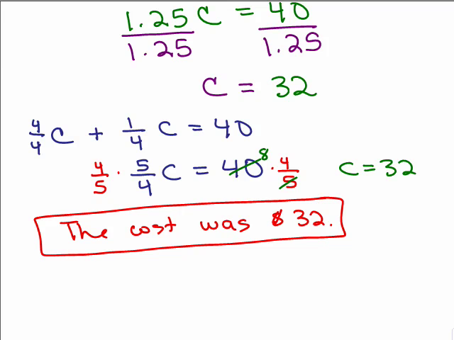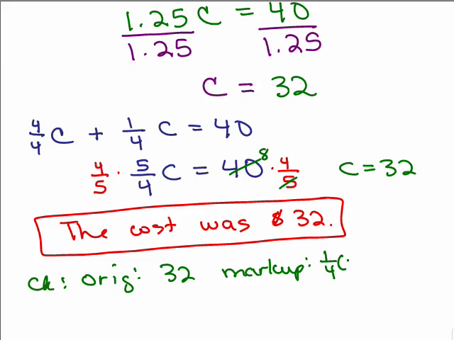But let's do a little check here. So if the original was 32, then the markup was 1/4 of 32, which was 8, and 32 plus 8 added up to the selling price of $40. So that's how you could go back and verify that this all makes sense. Of course, you could do 0.25 times 32 or get out a calculator. You're still going to get 8. But that's how I could check my answer.